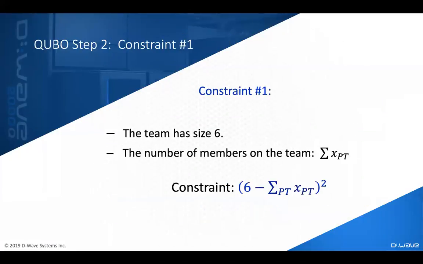And so if I do that, constraint 1 gets written this way. The team has size 6. The number of members is the sum of the x's. If you think about that, if the x's are turned on, then they count. If they're not, then they don't. So the constraint is just that I'm going to have my sum equal to 6, and minimizing this should give me 6 members on the team.